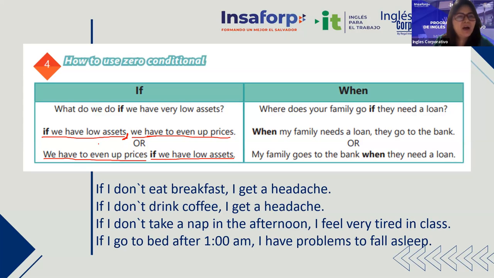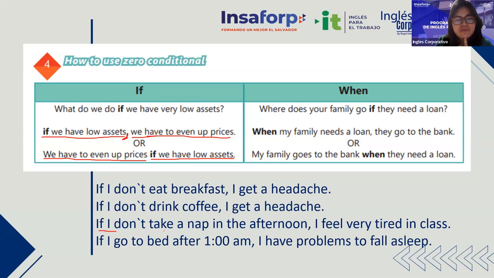¿Ok? Ahora, when do we use this zero conditional? We use it when we know what happens if we do something. See, for example, in my case, I know that if I don't eat breakfast before 8 in the morning, I get a headache. I know that. I know that happens. If I don't drink coffee in the morning, I get a headache. Yeah? So that is when you get accustomed to drink coffee every day. If I don't take a nap in the afternoon, I feel tired in class.